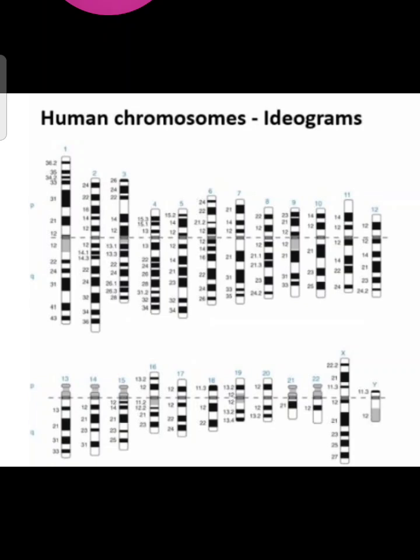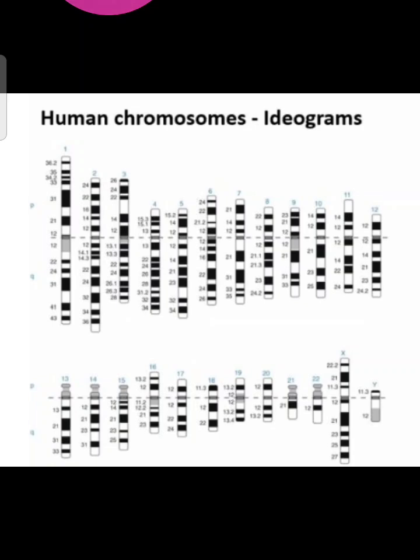1 is the tallest one, and then the height reduces from 1, 2, 3, 4, consecutively having less height. In this picture, 21 and Y have a little bit of the same height. So X and Y are not considered when naming according to height.